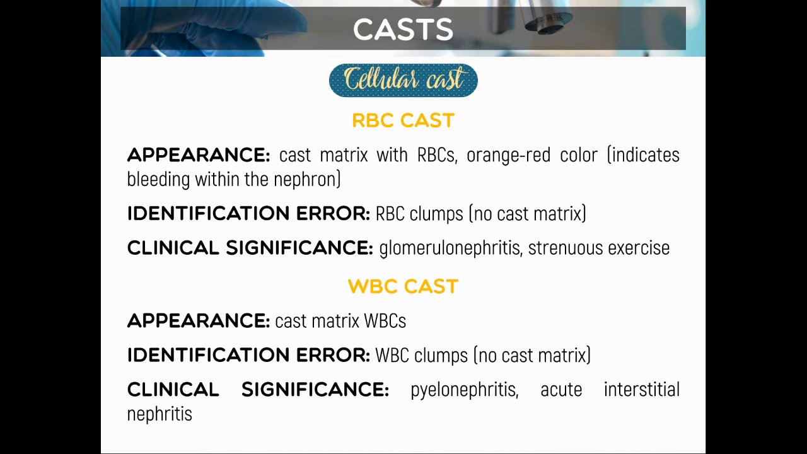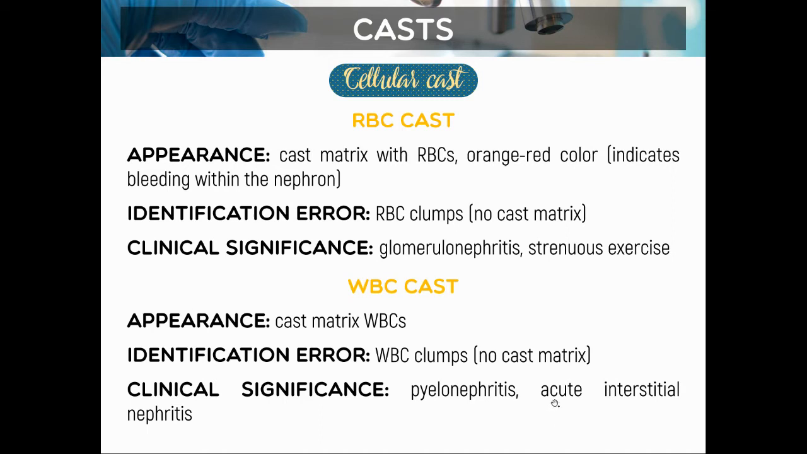And another type of cellular cast is our WBC cast. Same as RBCs, it is cast matrix with WBCs. Its identification error is the same as with RBCs: WBC clumps, but to verify, check if there is a cast matrix. You will see in the next slides how they are differentiated. Clinical significance: it is either pyelonephritis or acute interstitial nephritis. Pyelonephritis, as I mentioned earlier, is a bacterial infection with WBCs, which leads to WBC casts. Acute interstitial nephritis has no bacterial infection.